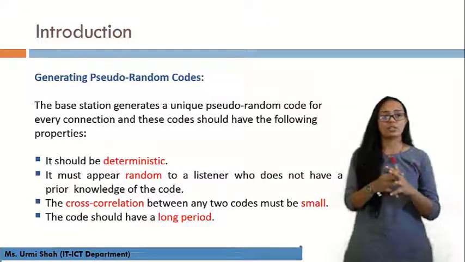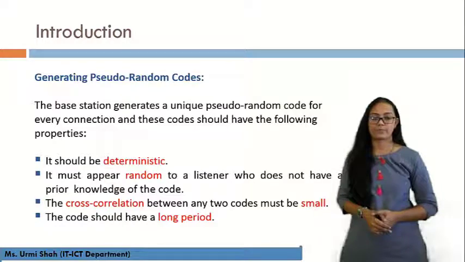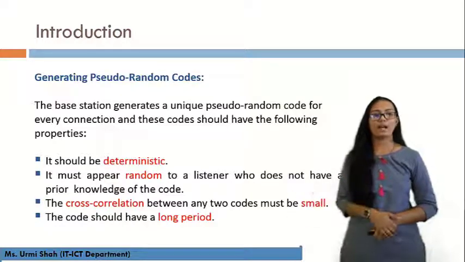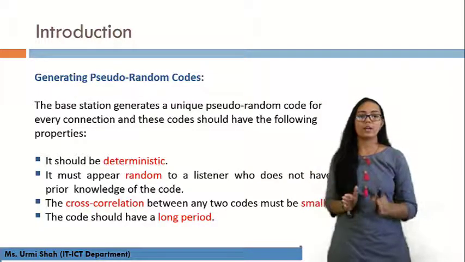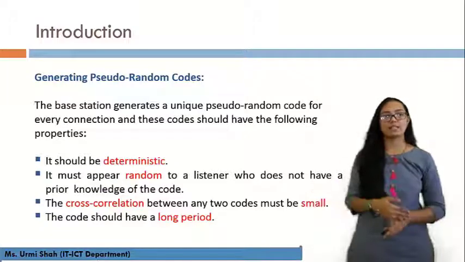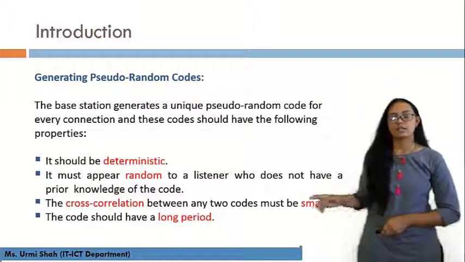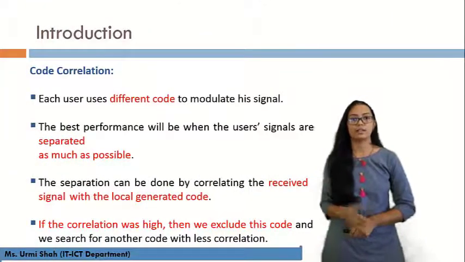If the cross correlation is high, then there are higher chances of interference. The code should have a long period. Why should it have a long period? If you have a code having a short period, anyone can detect what the next upcoming code is. So that's why the period of your code must be longer.